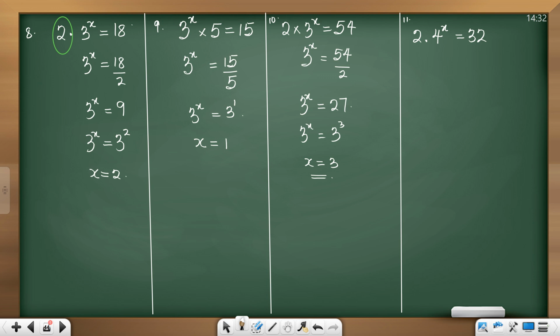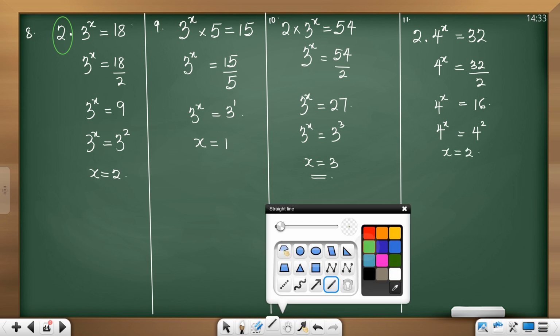And we have this one. Okay, this I can do in 2 ways, but let's maintain. Now, 2 and 4 are not the same, so I can write this as 4 to the power x, 32 over 2, 4 to the power x. What is the half of 32? 16. Can I write this? Yes, I can. 4 to the power 2. Since the bases are the same, the powers are going to be the same. Beautiful there.